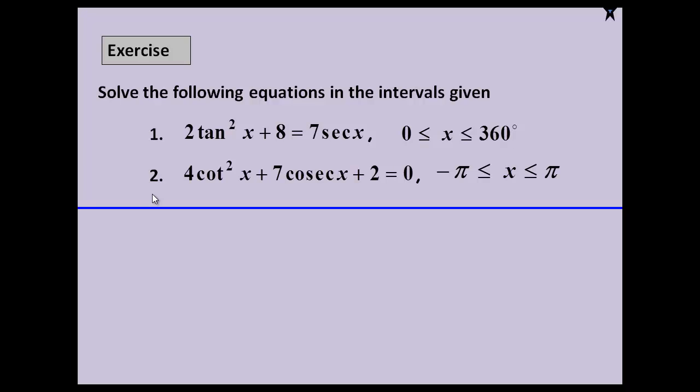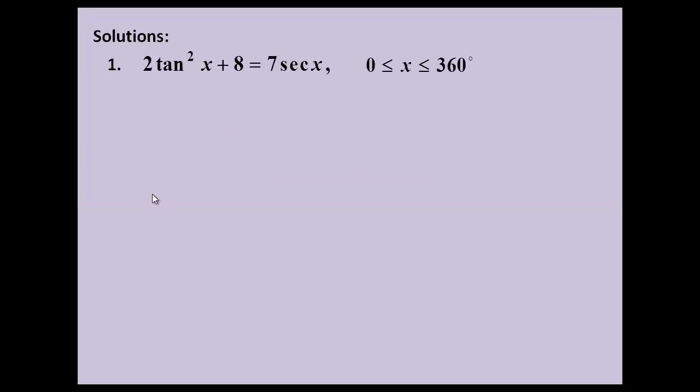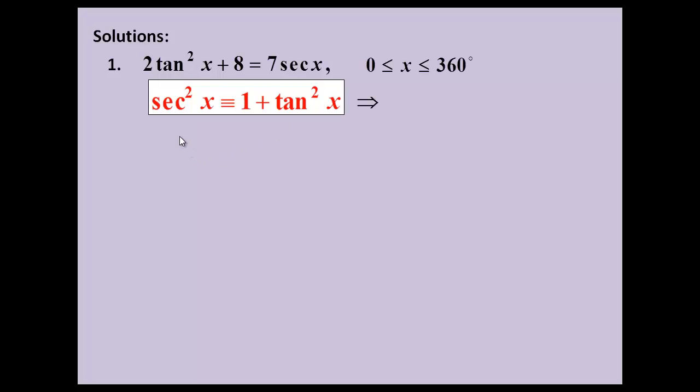Okay, let's go through the answers then. First one, tan squared and sec. And again, it's fairly straightforward because we're there already, aren't we? We have an identity linking sec squared and tan squared. It's the tan squared we're trying to replace, so we are going to need to rearrange this a bit so we can make a substitution for tan squared.